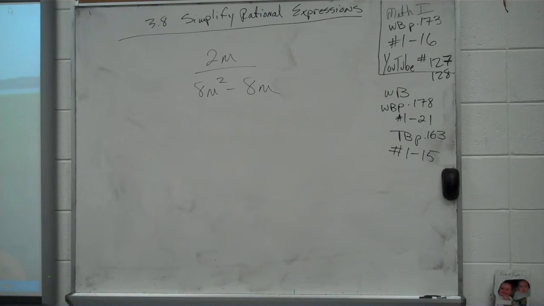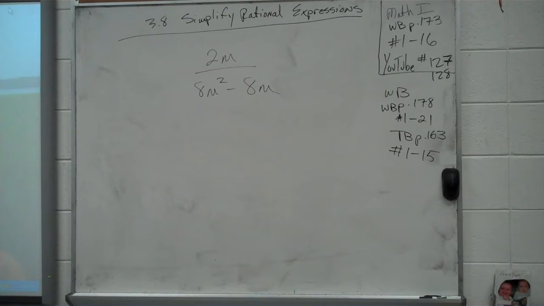All right, does anything cancel? Here's our next example. Does anything cancel as is? No, nothing cancels. You've got 2m, and you've got 8m squared minus 8m. You've got a binomial on the bottom. The only thing that cancels with 8m squared minus 8m is 8m squared minus 8m.